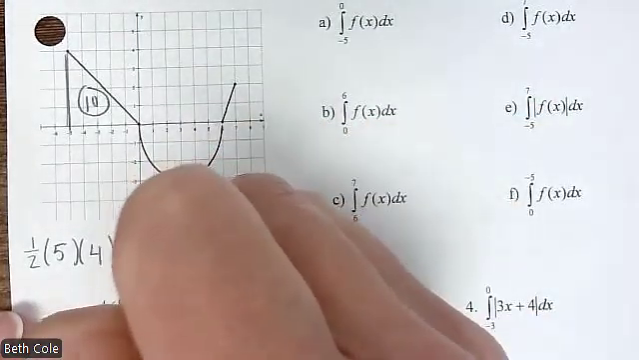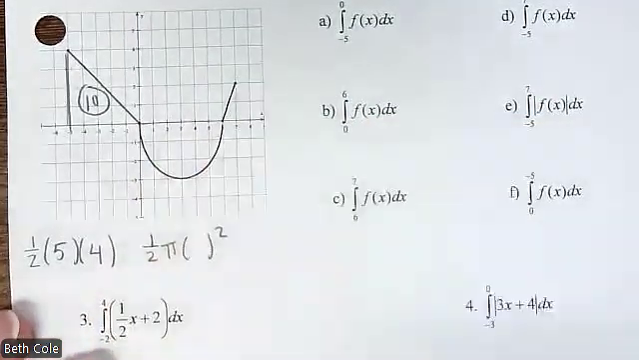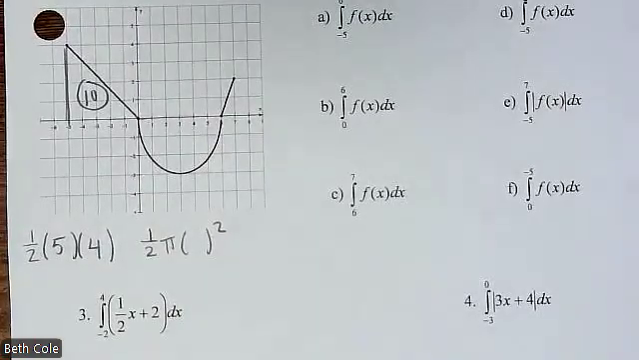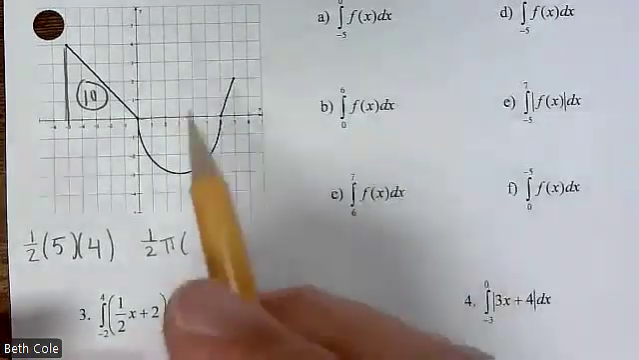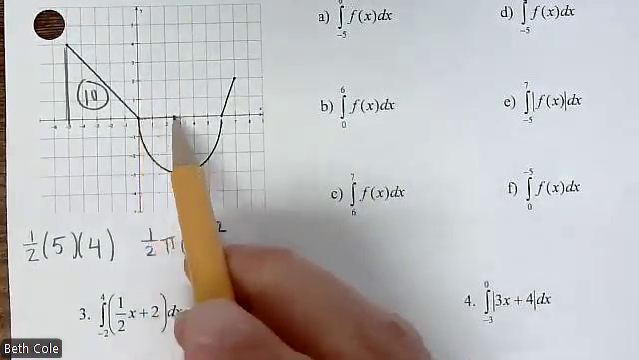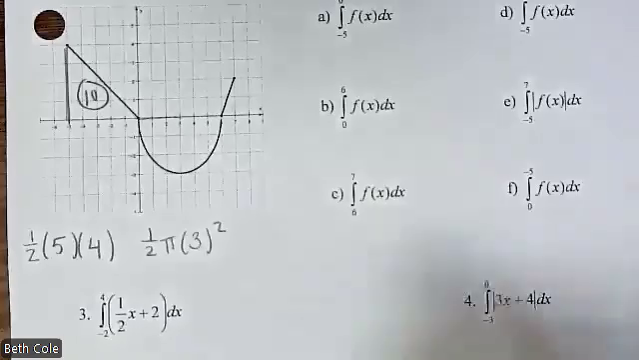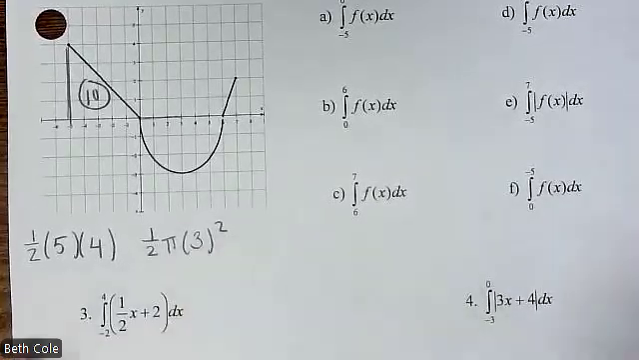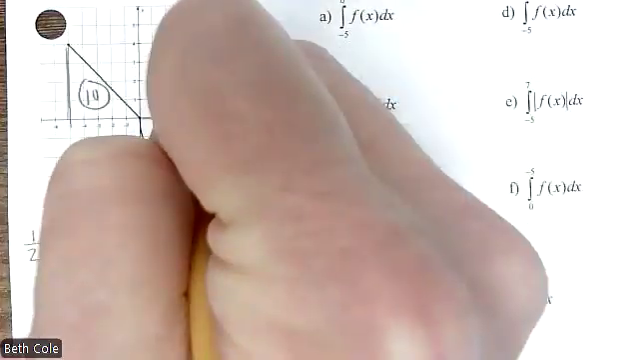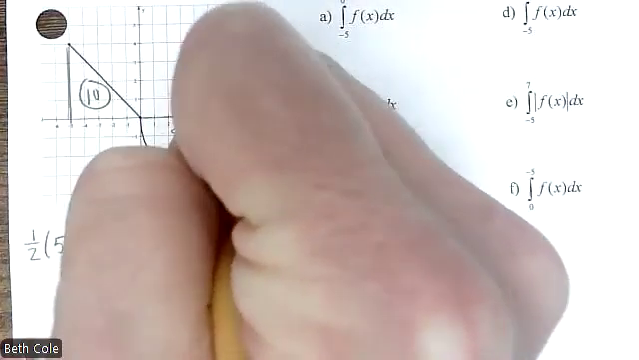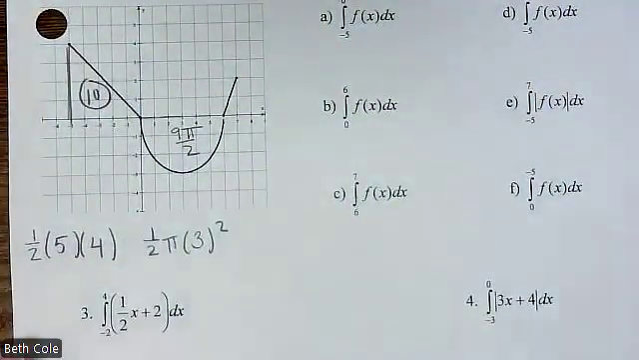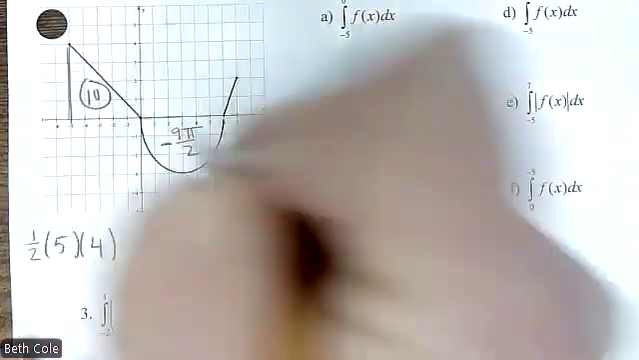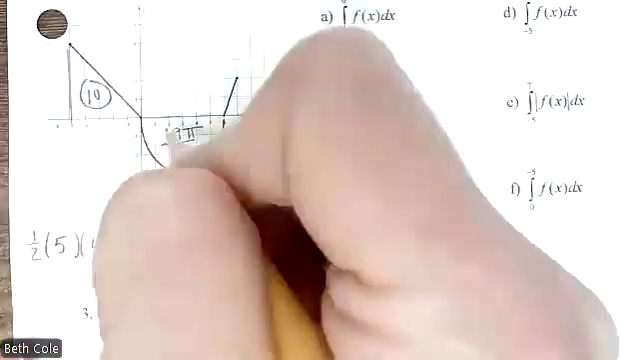So it's 1/2 pi r squared. R is the radius. So that's from the center out to the edge. So what is the radius of that semicircle? 3. So 3 squared is 9. It'd be 1/2 times pi times 9. I think the easiest way to write that would be 9 pi over 2. But it is actually negative 9 pi over 2.